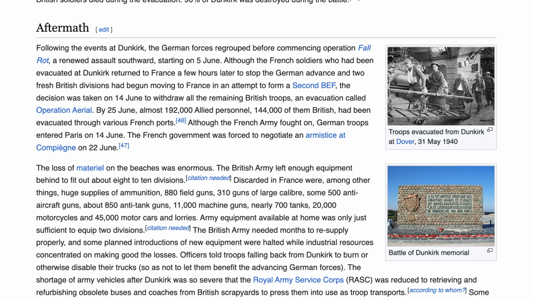Officers told troops falling back from Dunkirk to burn or otherwise disable their trucks, so as not to let them benefit the advancing German forces. The shortage of army vehicles after Dunkirk was so severe that the Royal Army Service Corps, RASC, was reduced to retrieving and refurbishing obsolete buses and coaches from British scrapyards to press them into use as troop transports. Some of these antique workhorses were still in use as late as the North African campaign of 1942.